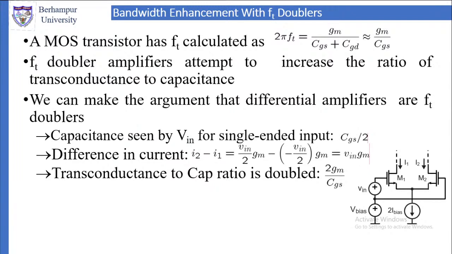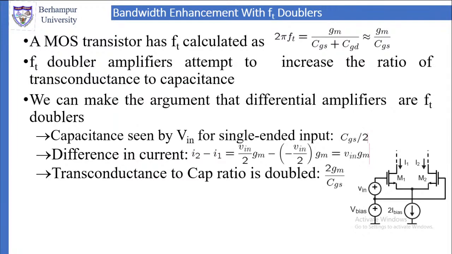So that is approximately equal to Gm by CGS, because in case of MOS, the capacitance between gate and drain is very small compared to the capacitance between gate and source. So that gate and drain capacitance can be neglected. So omega T is approximately equal to Gm by CGS, from which you can find out Ft, because omega T is equal to 2 pi Ft.